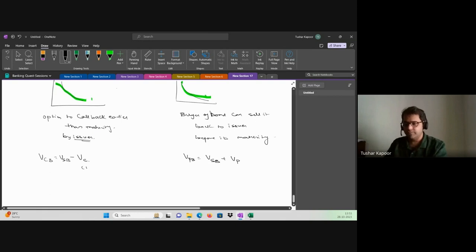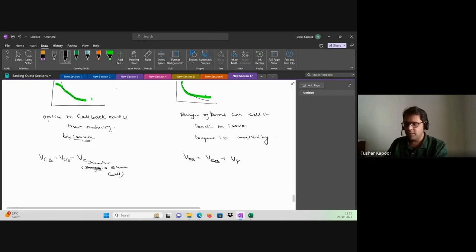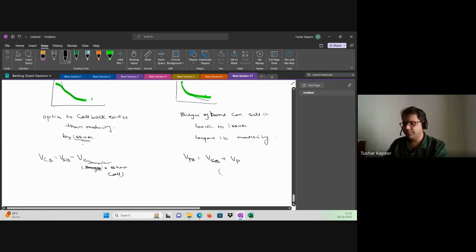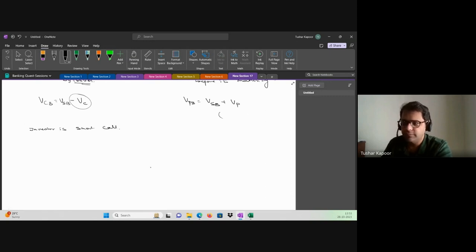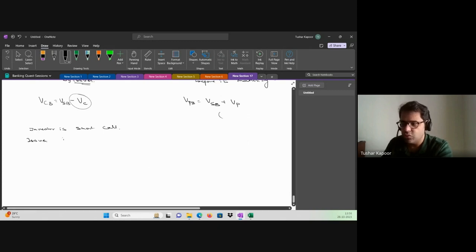So the investor is short call. Let me be very, very specific here so that you understand it for life. In this case, the value of a callable bond is the straight bond value minus VC. The investor is short call and the issuer is long call. The issuer is long call. He can call it back anytime he wants.